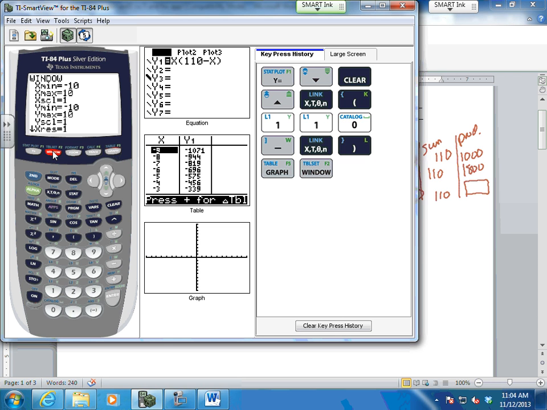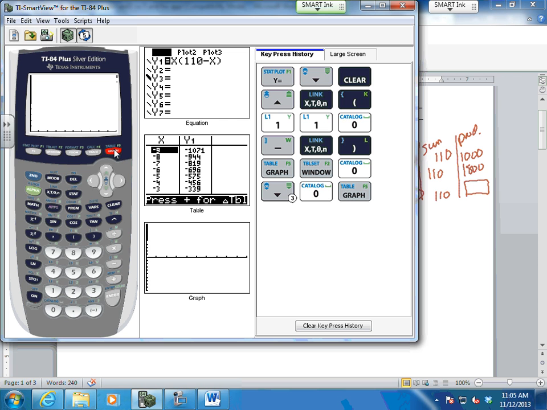We said the x min has to be 0. And the y min has to be 0. Because we're in quadrant 1, we're not having any negatives. So y min is going to be 0, and x min is going to be 0. So we're in quadrant 1. We can't see it turn right now. So we're going to look at your table.